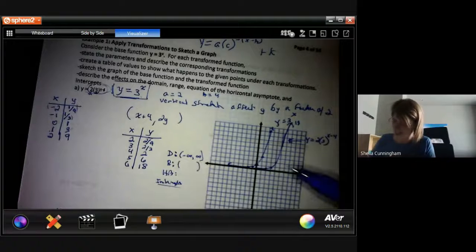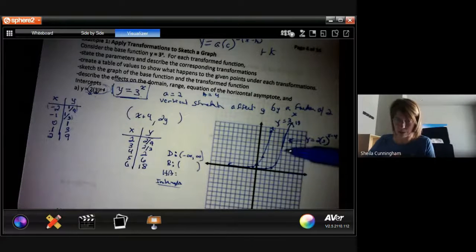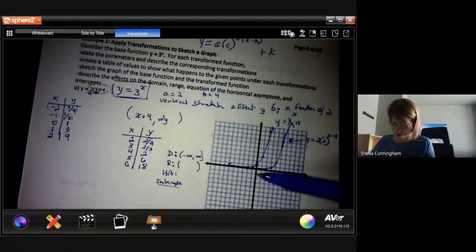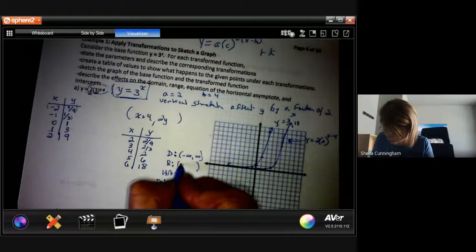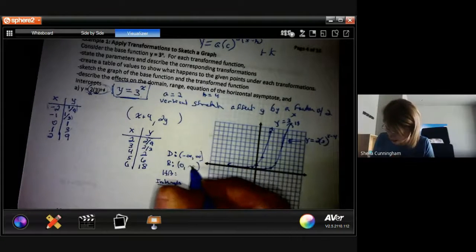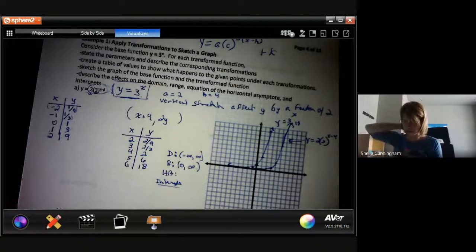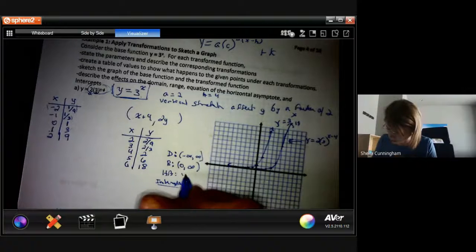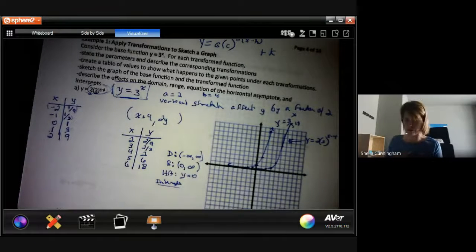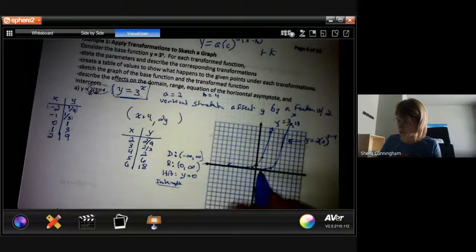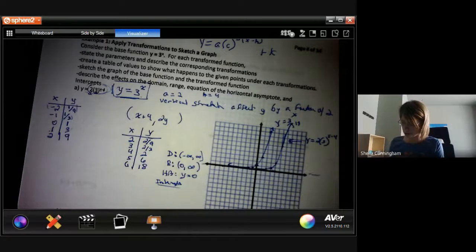My range, because I didn't actually move it up or move it down, my range still has that low end of being 0, and my high end, I'm going to positive infinity still. And then my horizontal asymptote, because I didn't actually move the graph up or down, my horizontal asymptote is still y is equal to 0, right? Because I'm still floating just above that x-axis. I'm just getting really, really close to it, approaching it, but I'm never crossing it.